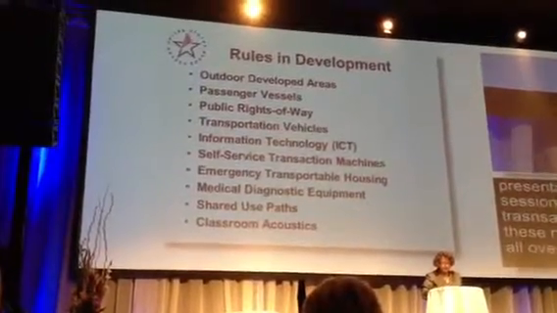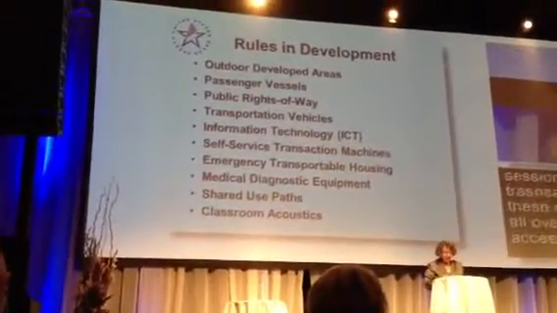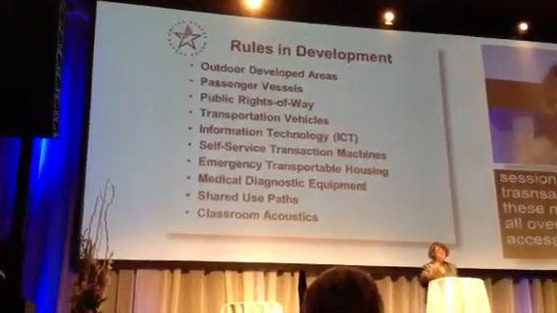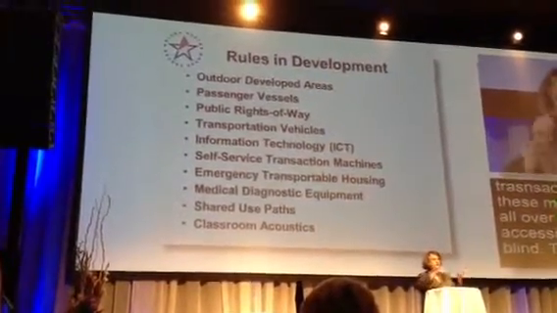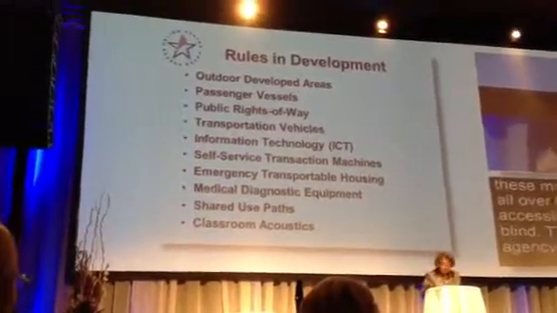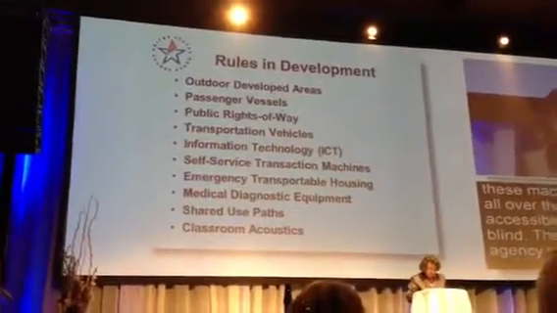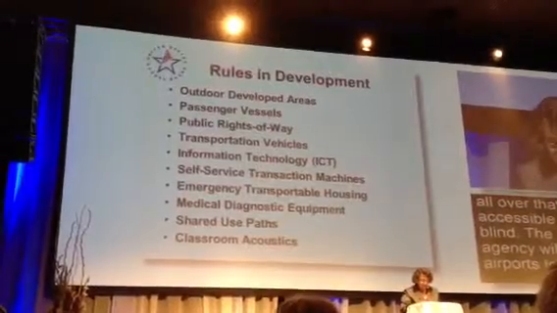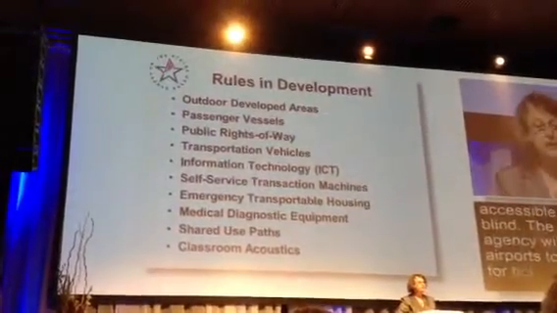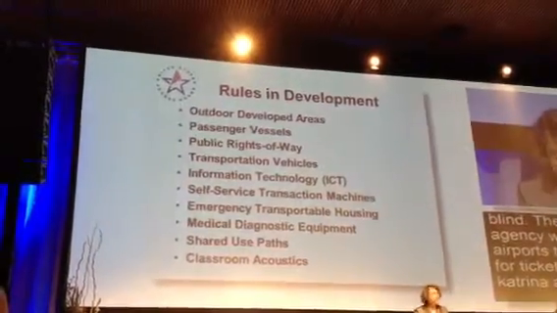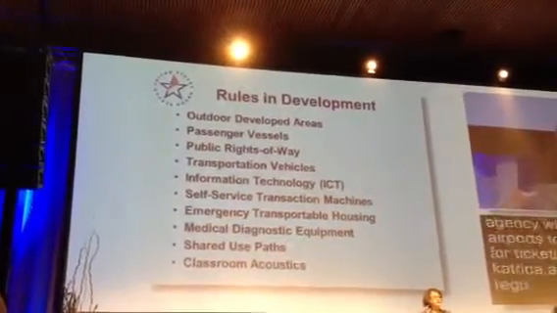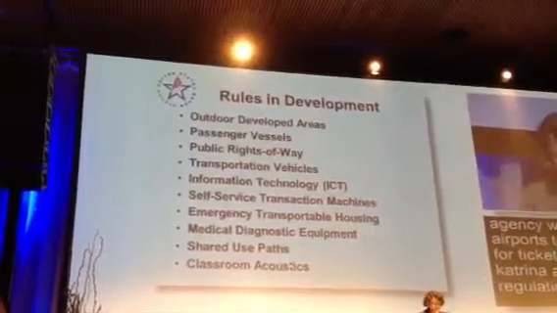Also, the U.S. Department of Transportation has recently published a notice saying that they will require access to machines used in airports for ticketing. And because of our events related to Katrina and Rita, we are going to do some further regulation in the area of emergency housing, such as trailers that are taken from place to place.